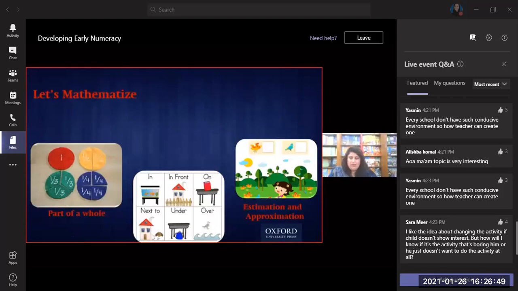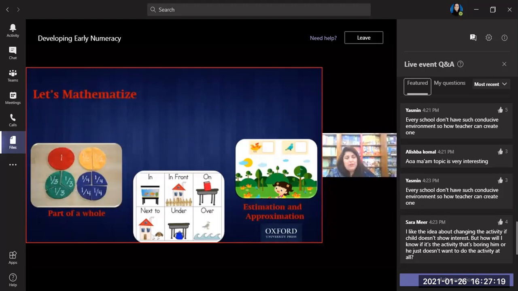All right. So then next comes the idea of mathematizing the part of a whole. And here you can see that there is one whole in red color. And when divided into two portions, you can see halves. Then dividing one whole into three portions is 1/3. Dividing one whole into four portions is 1/4.